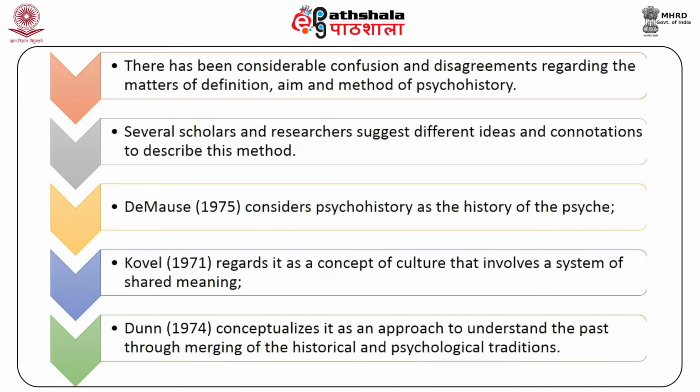There has been considerable confusion and disagreement regarding the matters of definition, aim and method of psychohistory. Several scholars and researchers suggest different ideas and connotations to describe this method. For example, D. Moss in 1975 considers psychohistory as the history of psyche. Cowell in 1971 regards it as a concept of culture that involves a system of shared meaning, while Dunn in 1974 conceptualizes it as an approach to understand the past through merging of historical and psychological traditions.